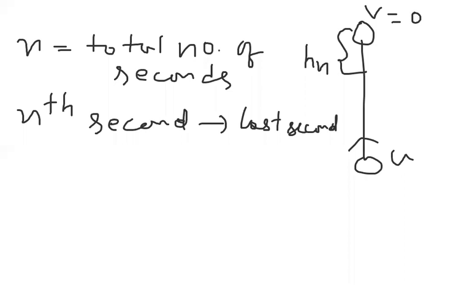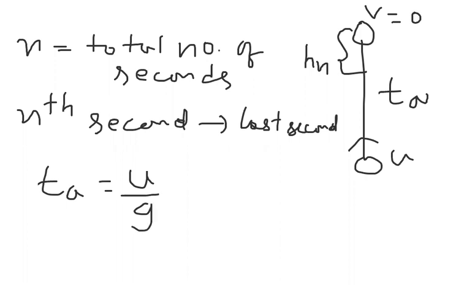Now from here, I know that when the body is going up, we have the time of ascent formula, which we already discussed. We know time of ascent is equal to u by g. Here the time of ascent is nothing but the total number of seconds, n, in the upward motion. So n is equal to u by g.